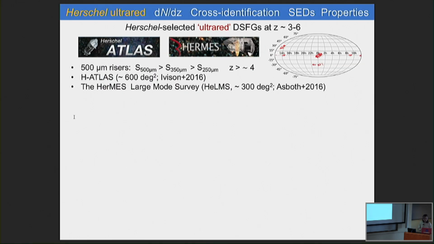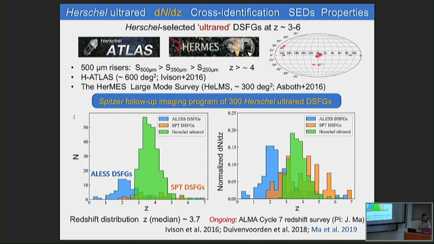Okay, that was SPT. In the past 2 years, I worked on Herschel-selected DSFGs. The largest Herschel extragalactic surveys, ATLAS and HerMES, have selected a large number of DSFGs, mostly in the redshift range between 1 and 2. Selecting those with ultra-red colors, the so-called 500 micron risers, is very efficient in identifying a tail extending beyond redshift about 4. And we performed a Spitzer follow-up program of 300 Herschel ultra-red sources to constrain their stellar masses.